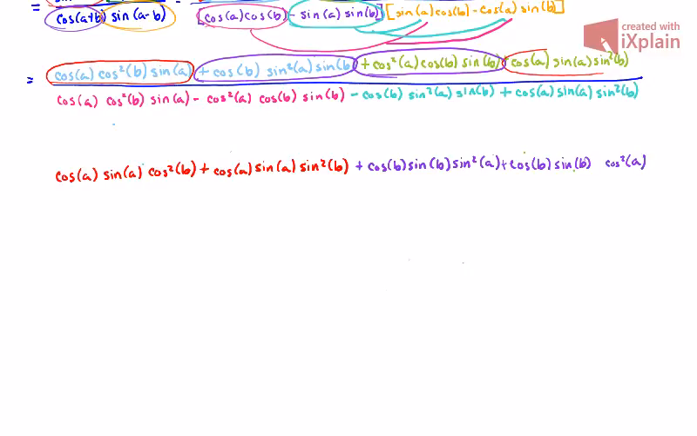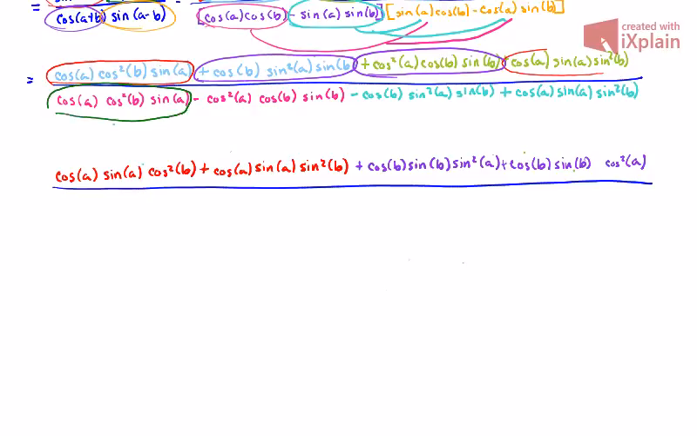Okay, so now we're going to see something similar happening here. In the denominator, notice here I do have a cosine squared B and sine of A. Well, I also have that happening over here. So if we put this in, we would have cosine of A, sine of A, cosine squared of B, plus cosine of A, sine of A, sine squared of B.